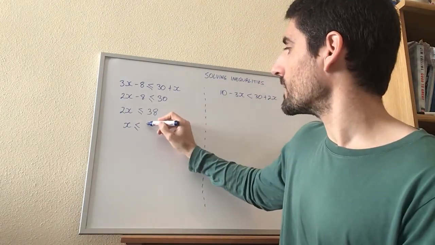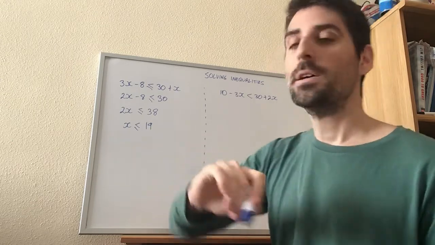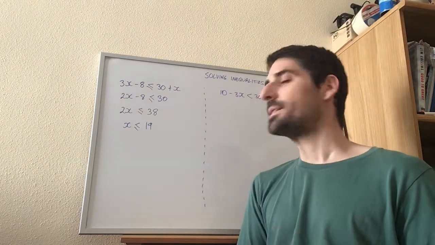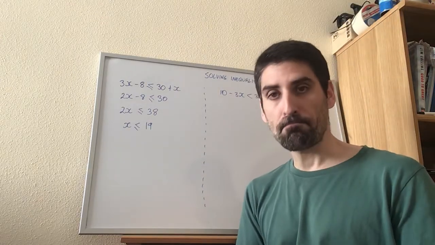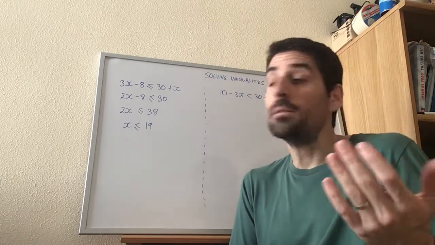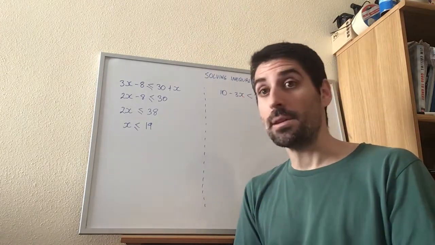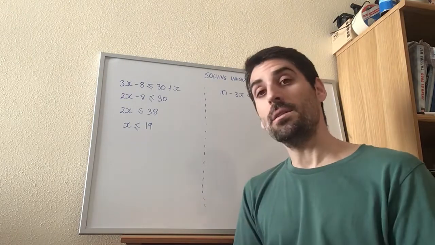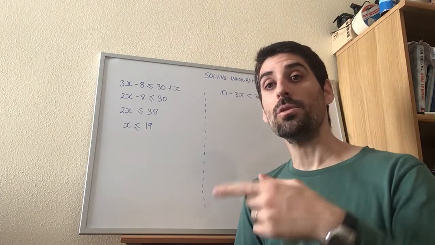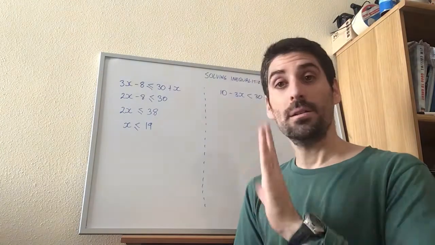I am going to make that 19. So that means that x is less than or equal to 19. And it could be any value less than or equal to 19. You don't have to write them all because there are infinite solutions. They're not even asking you to write the integer solutions like we were doing last time. Just leave it like that.